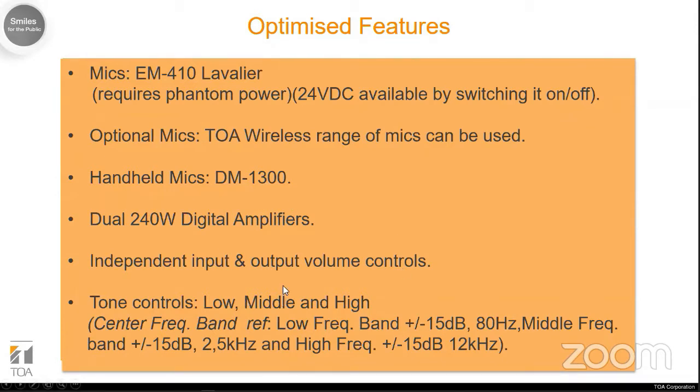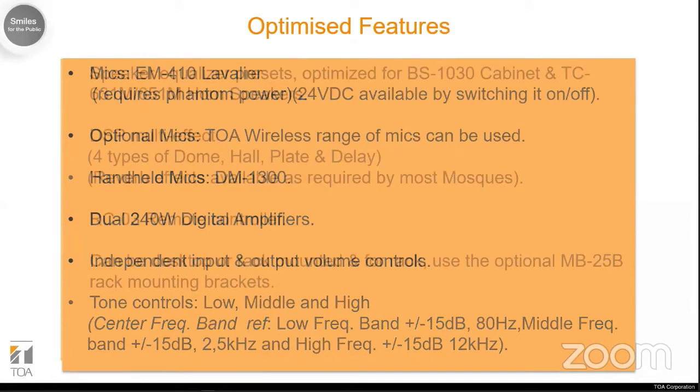Inside the amplifier itself, it comes with 240-watt times two digital Class D amplifiers. It gives you independent input and output volume controls. It offers you tone controls. This is where we deal with the low frequencies that normally affect us and give us feedback. So it has tone controls for your low, middle, and high frequencies for your inputs number one to number six. Awesome. Let's talk about other optimized features of the MX.